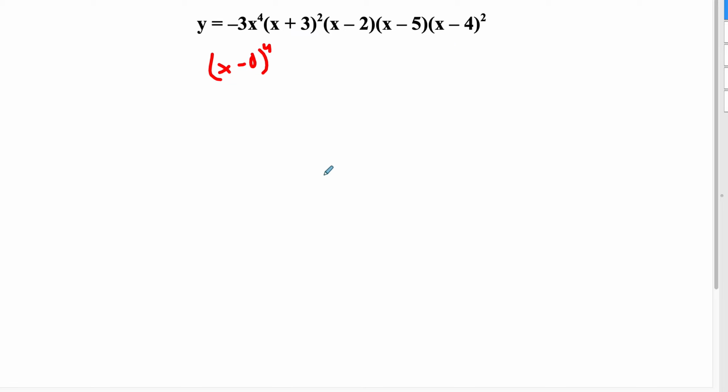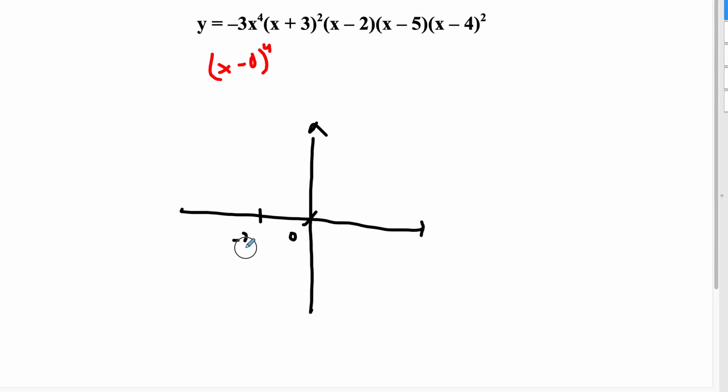So we know that this graph, if we were to graph it, which we're going to do, it looks like a mess, but it's not as bad as you think, is going to hit at 0, right? It's going to have a root at -3. How do I know? Because that's a root at -3. And it's going to have a root at 2, positive 2. It's going to have another root at positive 5, and it's going to have yet another root at positive 4.